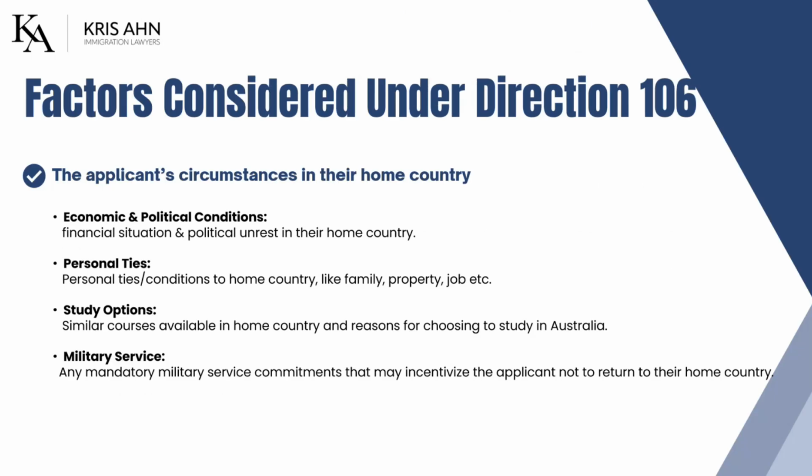Factors which are considered under Direction 106, the first one is the applicant's circumstances in their home country. It includes other things like economic and political conditions, financial and political unrest in their country. Let's say, for example, the current scenario, there was a conflict between India and Pakistan. So if anyone is trying to apply during this situation for a student visa to Australia, the case officer will take note: is this student coming here genuinely and will be going back to their country, or are they just applying for the visa to come to Australia and stay here because there is political unrest or some conflict going on between two countries.